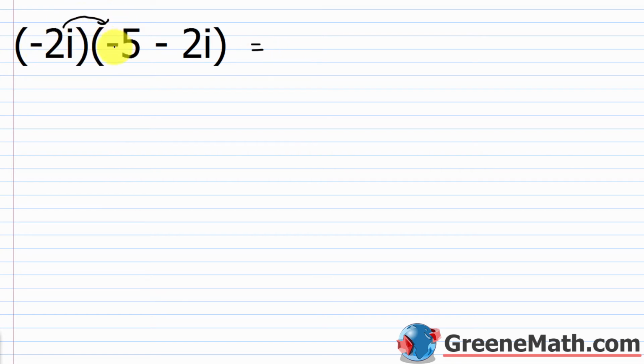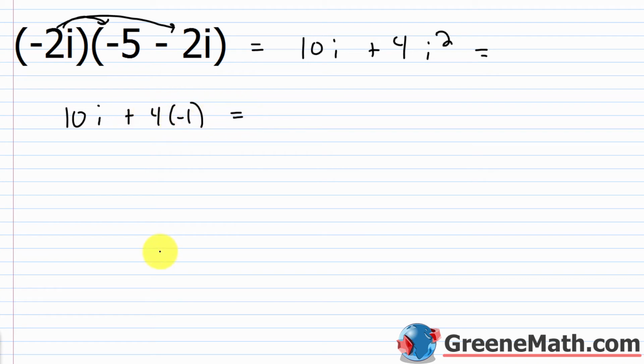You'd have negative 2i times negative 5. That'd be positive 10i. And then you'd have negative 2i times negative 2i. That would be positive. 2 times 2 is 4. i times i is i squared. Now, i squared has a definition of negative 1. So this is 10i plus 4 times negative 1, which is basically 10i minus 4. Now, this is not in standard form. We want the real number first. So we're going to switch the order and say this is negative 4 plus 10i.